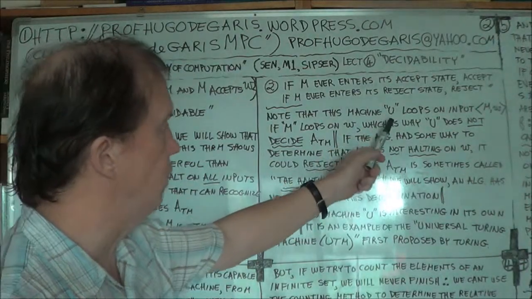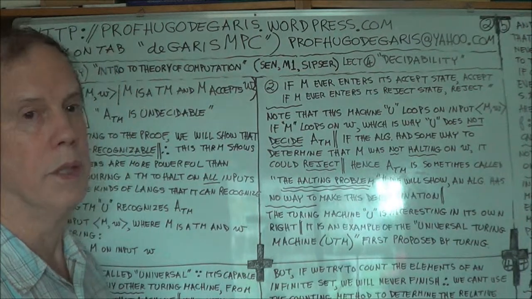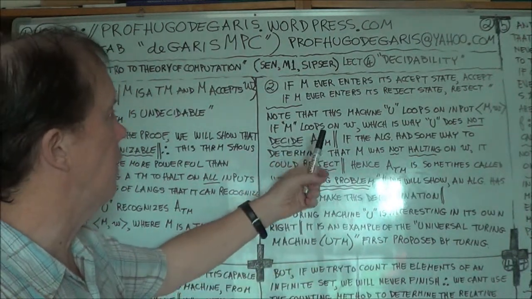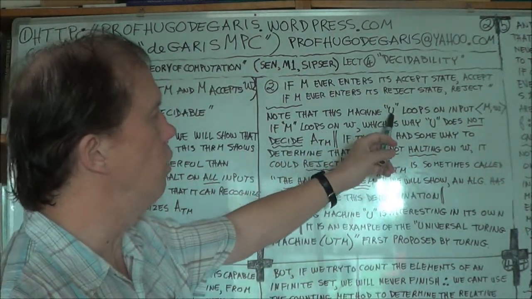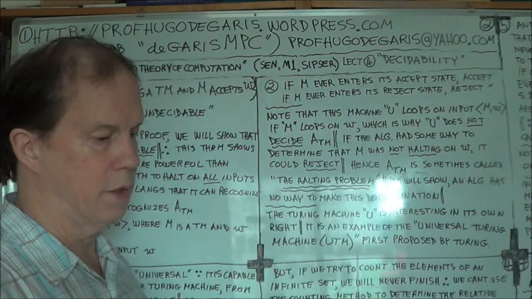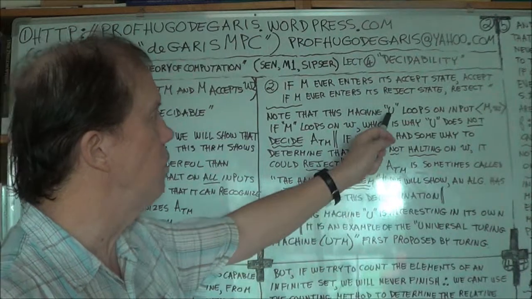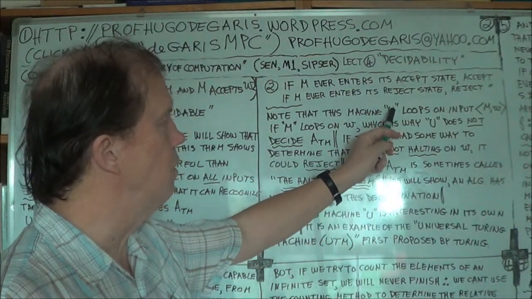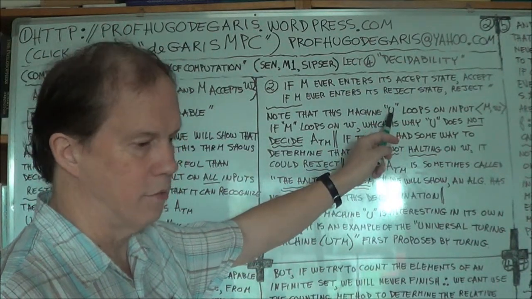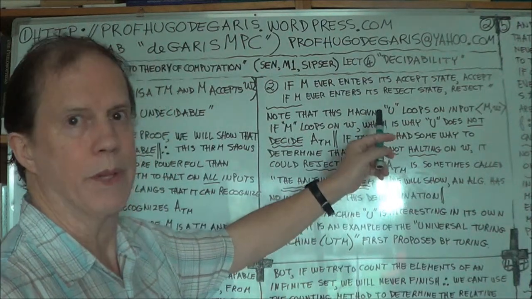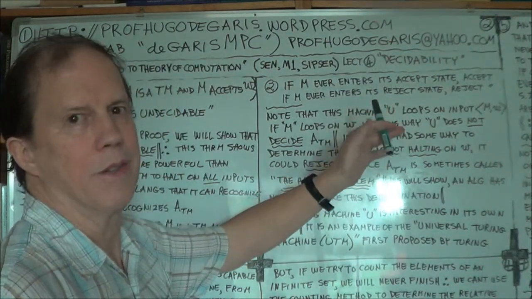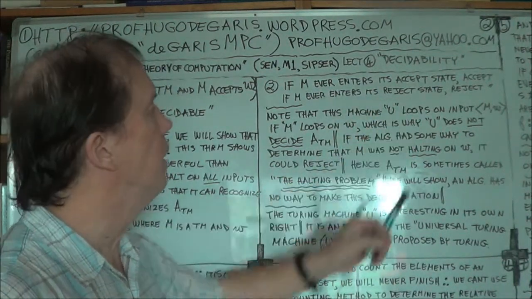Then U will loop, right? How can U not loop? Well, if it accepts or rejects. If U does not accept and does not reject, well then it loops by definition. That's the only other possibility. It's only three things it can do, right?